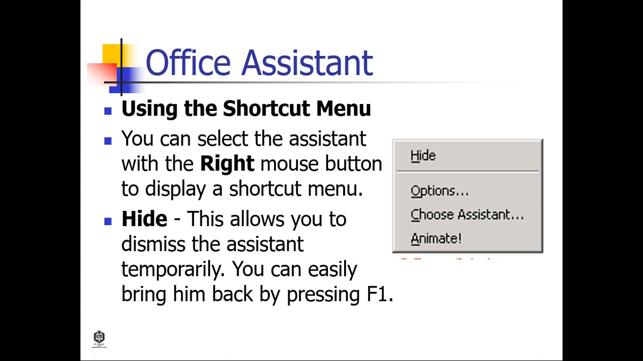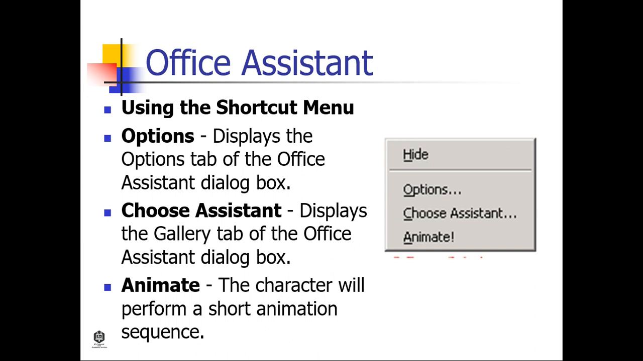In using the shortcut menu, you can select the assistant with the right mouse button to display the shortcut menu. Hide allows you to dismiss the assistant temporarily. You can easily bring him back by pressing F1. Options displays the Options tab of the Office Assistant dialog box. Choose Assistant displays the Gallery tab of the Office Assistant dialog box. Animate, the character will perform a short animation sequence.